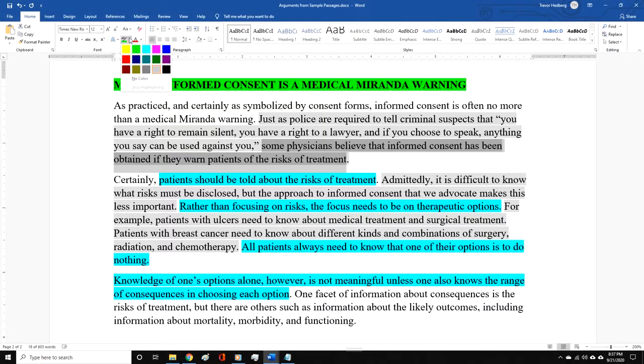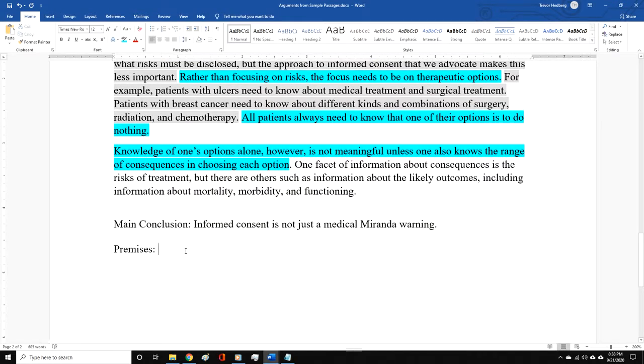So what we need to do here is start thinking about this last idea. Maybe this is actually a premise of some sort because it contains a connection, right? It contains information that ties the risk of treatment to the concept of a Miranda warning. Now, the question, of course, is how do we get this idea to set the groundwork for getting us to the conclusion that we've written down here?